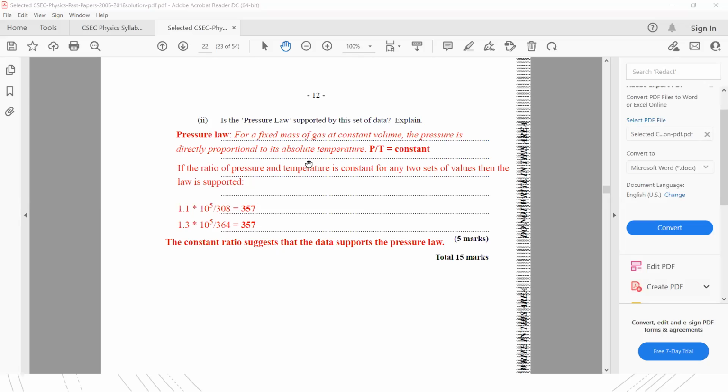So you have to remember that the pressure law deals with the ratio of pressure to temperature, and that ratio should be a constant. So if you work it out and you get the same values, or if they are really close, then you know that the law is being supported by the data.